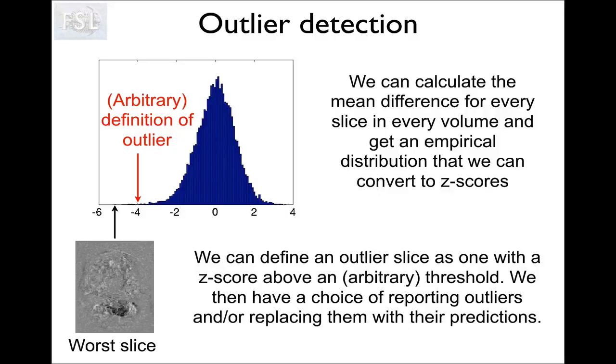And that means that we can build this distribution of observed differences. We can then convert that to z-scores. It's as simple as mean correction and variance normalization. And then we can look for each and every one of these slices at how many standard deviations away from the expectation, being 0 in this case, it is. We can use that to determine which of the slices in which volumes we believe to be outliers.